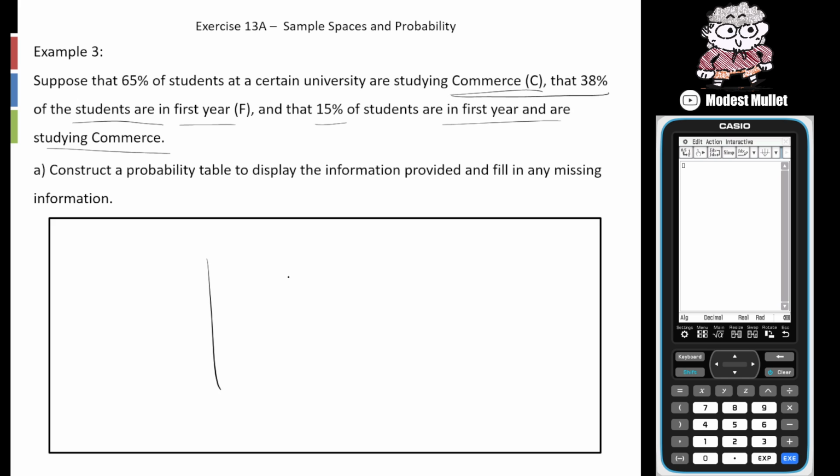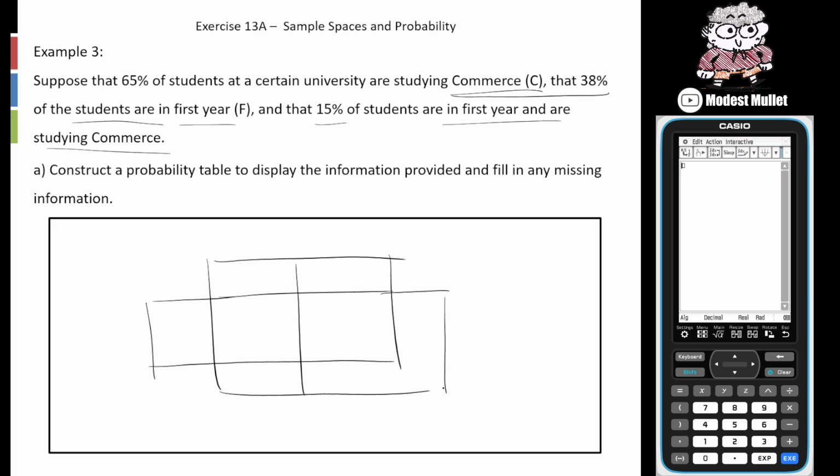So we need a two-way table, or a Karnaugh map, as they're also called, which we set up like follows. Okay, and we're going to put one event, or call it event 1, over there, and we're going to put event 2 here. So event 1 is studying commerce, or the complement of it, not. Same for event 2, the student is in first year or the complement of it, which means they are not. Now we can just start filling in details.